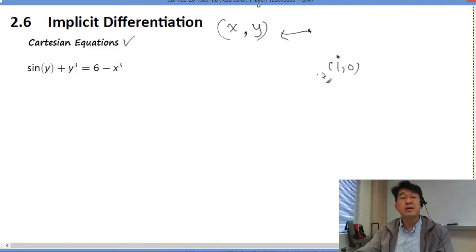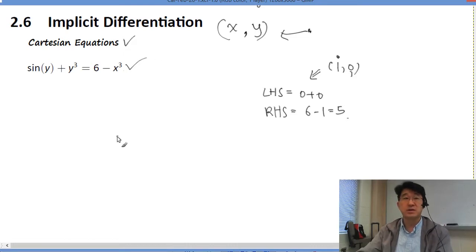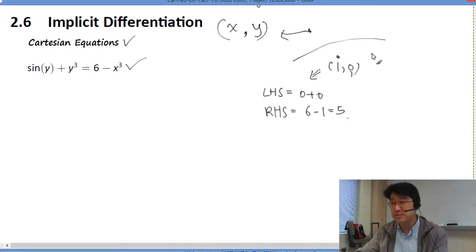Okay, let's do that. What do you get in the left-hand side? Sine of y, 0, 0. y, 0 cubed is 0, right? 0 plus 0. What about the right-hand side? x equals 1, correct? 6 minus 1, what is it? 5. So what's your conclusion? Does this x comma y satisfy this equation or not? No, it doesn't. Therefore, the graph associated with this Cartesian equation doesn't pass through that point.